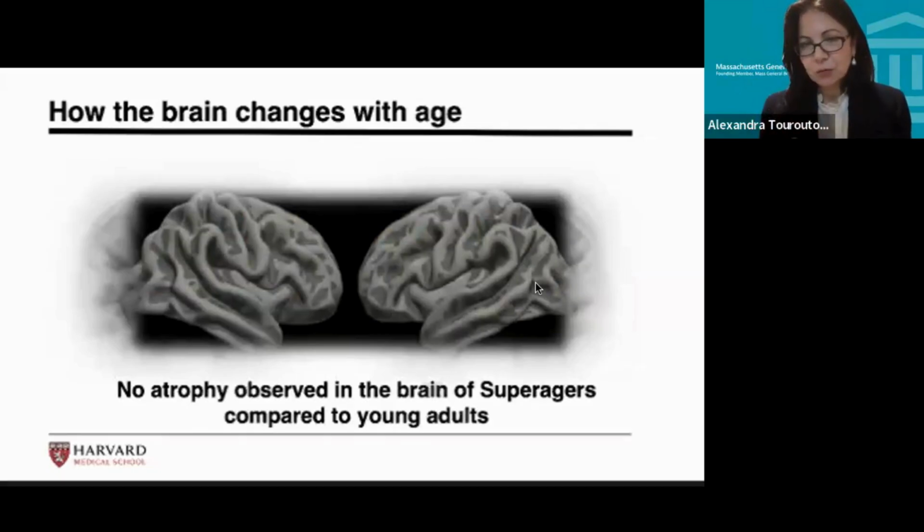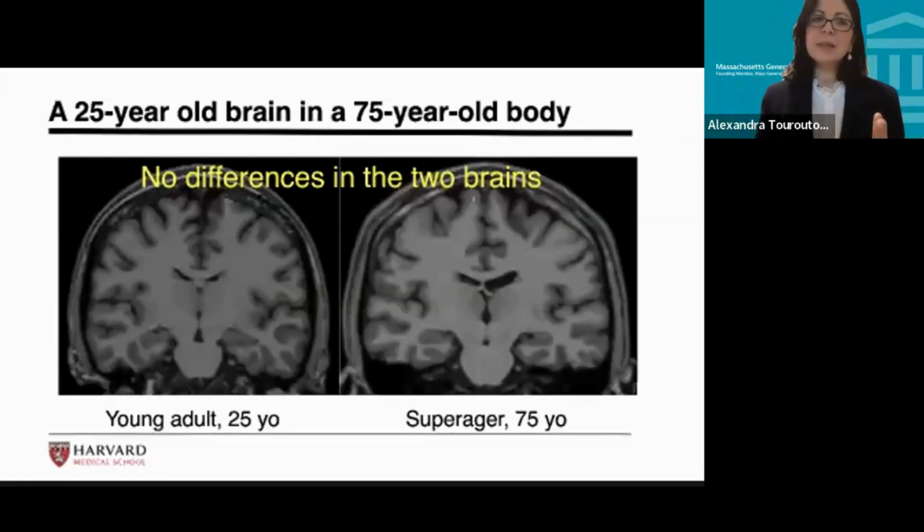And when I say youthful brain, I mean they were statistically indistinguishable from young adults. If you were to present me two brains in MRI scans, one from a young adult and one from a superager, and looking at the parts of the brain that are important for memory, I wouldn't be able to tell you which is which. So they have maintained really youthful characteristics. It's like a 25-year-old brain in a 75-year-old body.